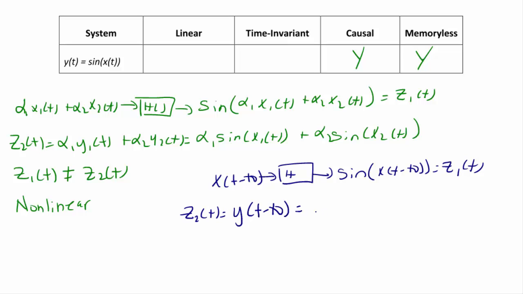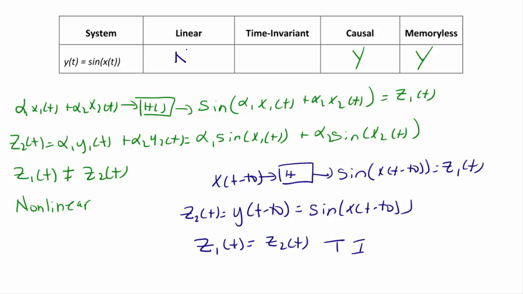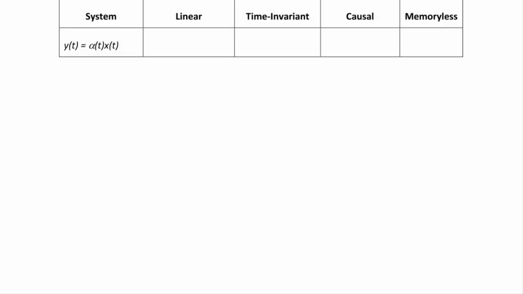So you take the output due to x of t and delay it by t naught, and you get sine of x of t minus t naught. So once again, z1 of t equals z2 of t. So this is a time invariant system. So not linear, but it is time invariant. So let's look at the system y of t equals alpha of t x of t. Once again, the output at time t only depends upon the input at time t. So we have a causal system that is also memoryless.